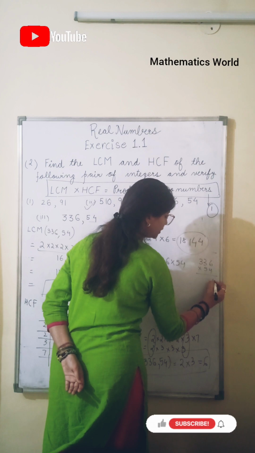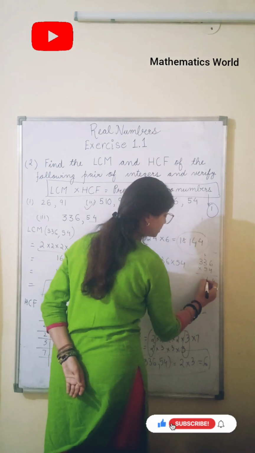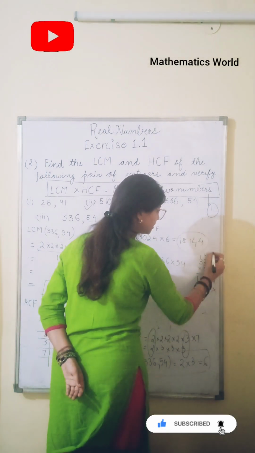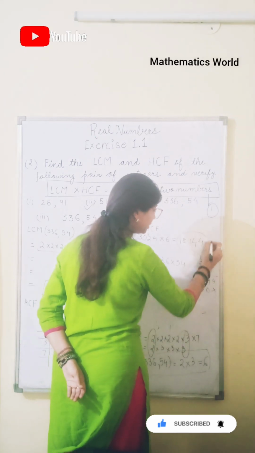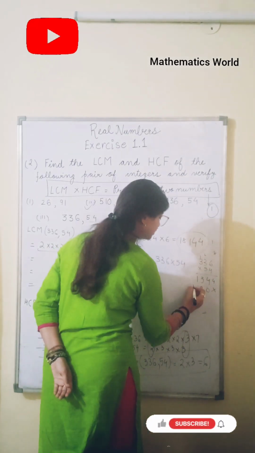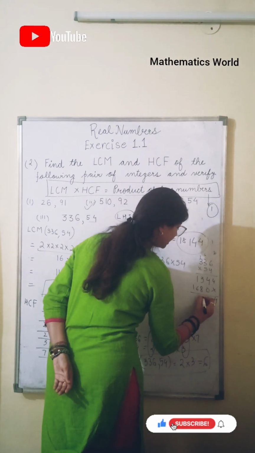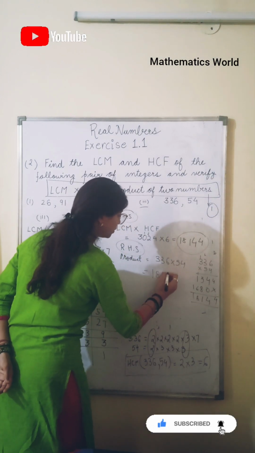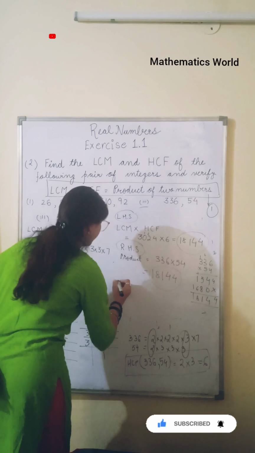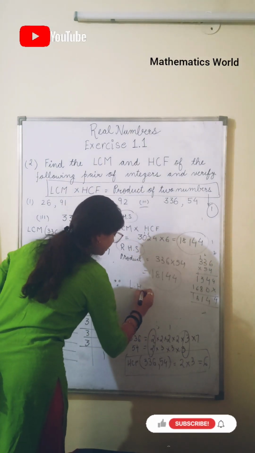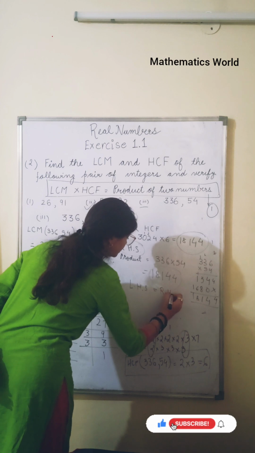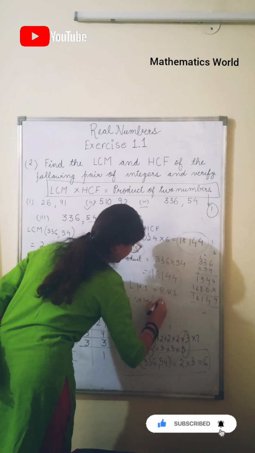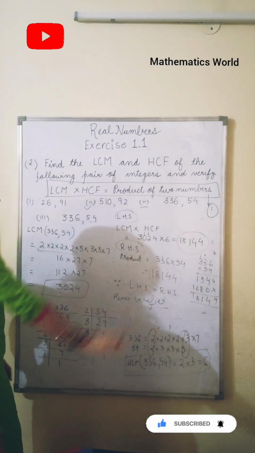4 6s are 24. 2 4 3s are 12 plus 2, 14. 1 4 3s are 12 plus 1, 13. 5 6s are 30. 5 3s are 15 plus 3, 18. 1 5 3s are 15 plus 1, 16. So it's 4 4 11 8 1. So product comes out to be 18144. So you can say, since your left hand side is equal to your right hand side, hence verified. So you have verified this property.